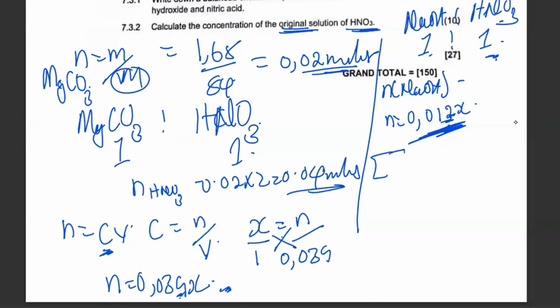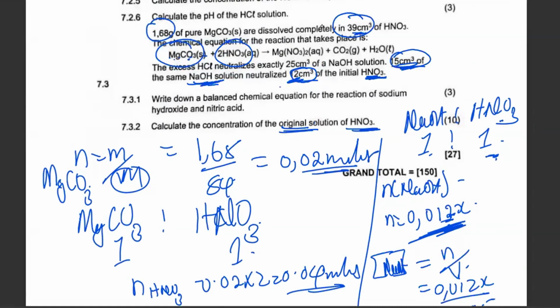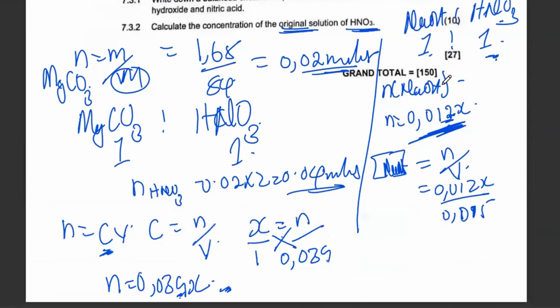So my concentration of sodium hydroxide is equal to the number of moles over volume, whereby the number of moles is 0.012x divided by the volume, which is 0.015, because it is 15 cubic centimeters divided by 1,000. Therefore the concentration of sodium hydroxide is going to be equal to 0.8x.